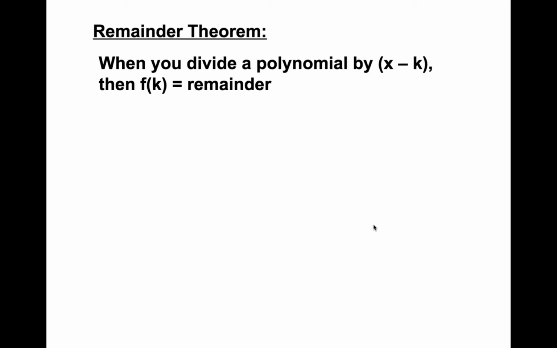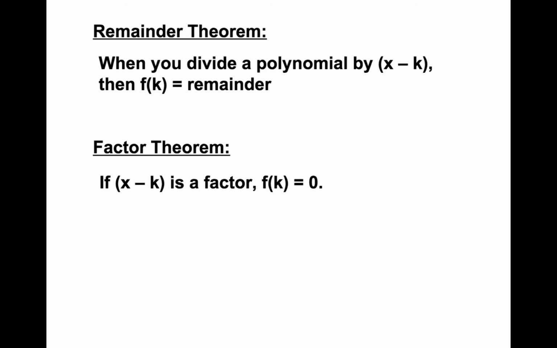All right, so then the remainder theorem. It says when you divide a polynomial by x minus k, then f of k equals the remainder. Then we have what's called the factor theorem. It says if x minus k is a factor, then f of k equals 0.